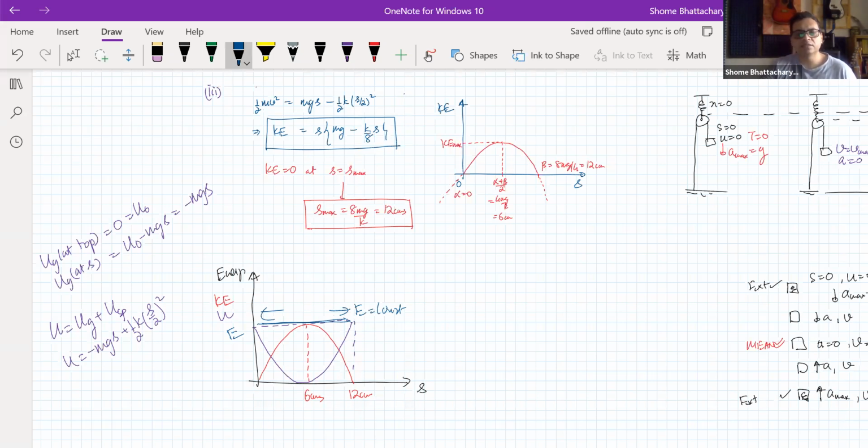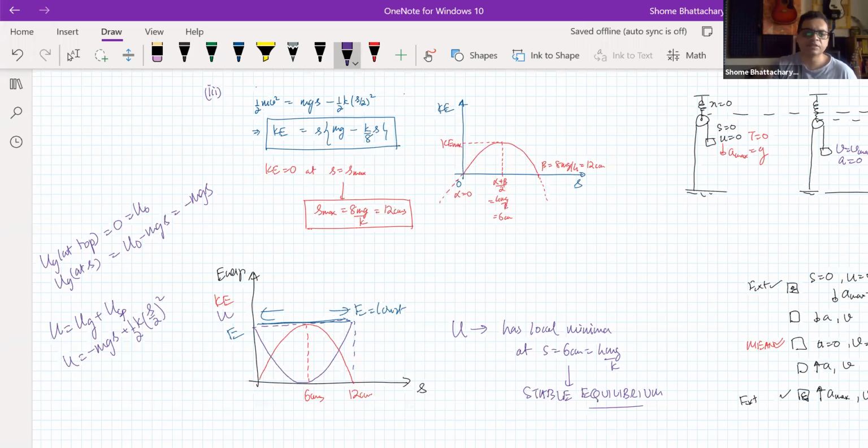Maximum stability is at the position where potential energy is minimum. So you can see again that your potential energy graph has the local minima at the mean position. Potential energy has local minima at s equal to 6 centimeters or 4mg by k. So this is the stable equilibrium position. That is why if we allowed it to drop very slowly to the equilibrium position and released it, it would remain in equilibrium forever.